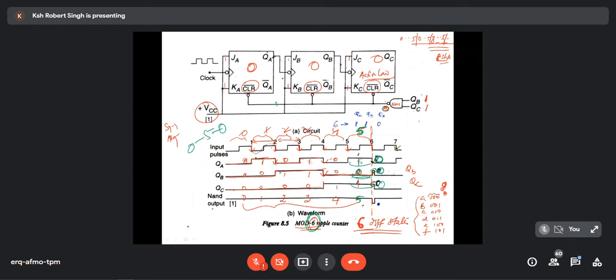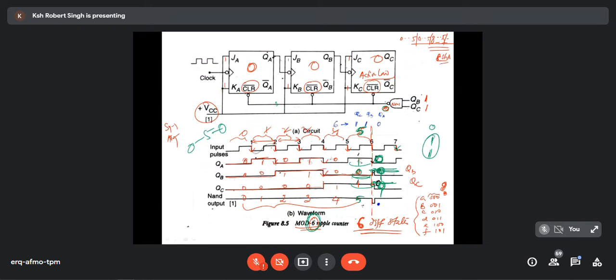Is 0 coming here? No, 0 was not coming. It was high earlier. Instead, it was like 0, 1, 1. It was not 0, 0, 0. It was 0, 1, 1, obviously. So this 1, 1, I have to make it 0.